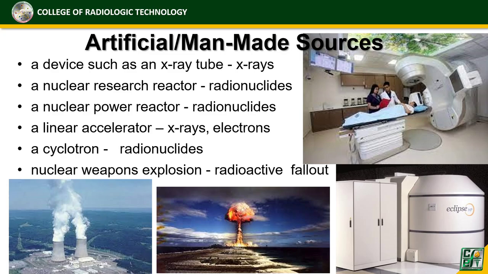Now we move to the artificial or man-made sources. So dito, ito na yung mga very familiar sa atin na sources ng radiation. So we have the devices that produce radiation such as X-ray machines, CT scanners, na yung makikita nyo dito sa mga pictures, we have the linear accelerator.